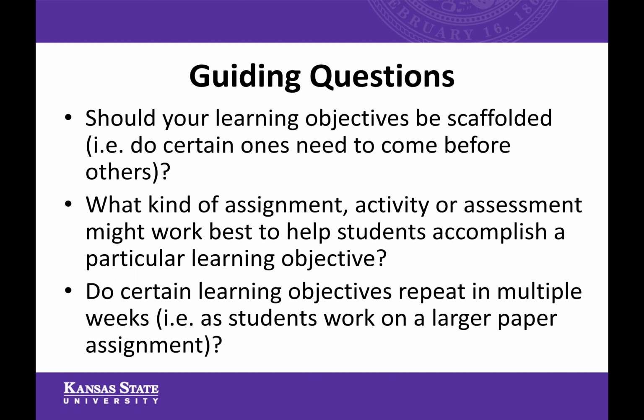You can also ask if certain learning objectives for your course end up being repeated over the course of the term. For example, if students are working on a really large paper assignment and there's multiple drafts that are due of that paper assignment, it may be that you're repeating certain learning objectives to make sure that they're getting something through that repetition and through the practice of going through multiple drafts. So this is something you might want to note on your map if you have certain learning objectives that are being repeated throughout the term.